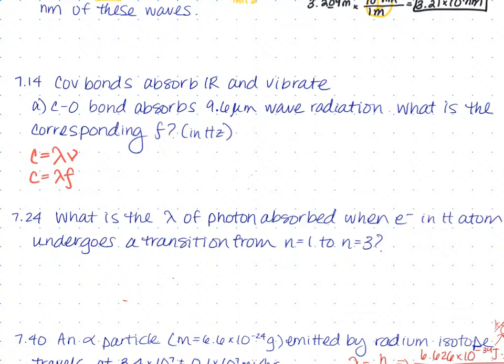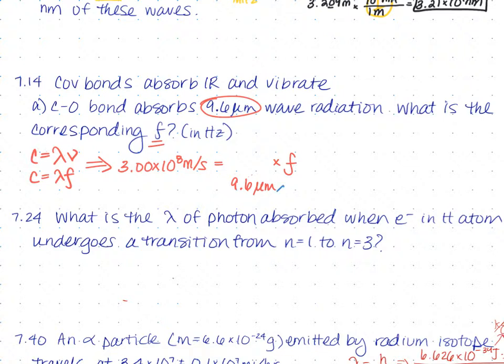So I'm going to plug in my known values. c I know is 3.00 times 10 to the 8th meters per second, and that is equal to my wavelength. I'm going to put it down here because it is not in the same units as I have in my speed of light, so I need to convert them. So I have 9.6 micrometers. That's going to be my lambda times frequency. And I don't know what frequency is, that's what I'm solving for.